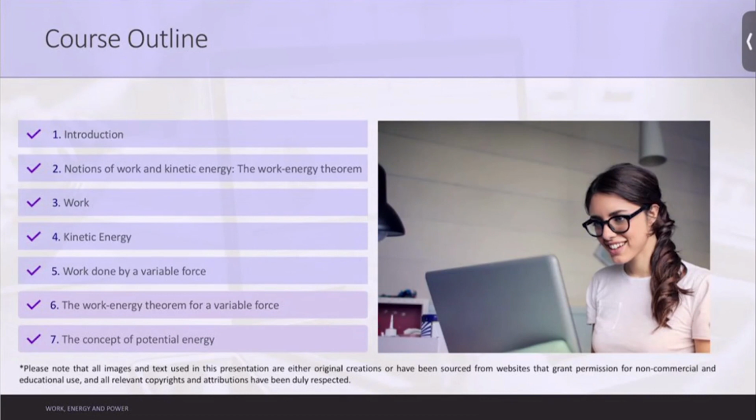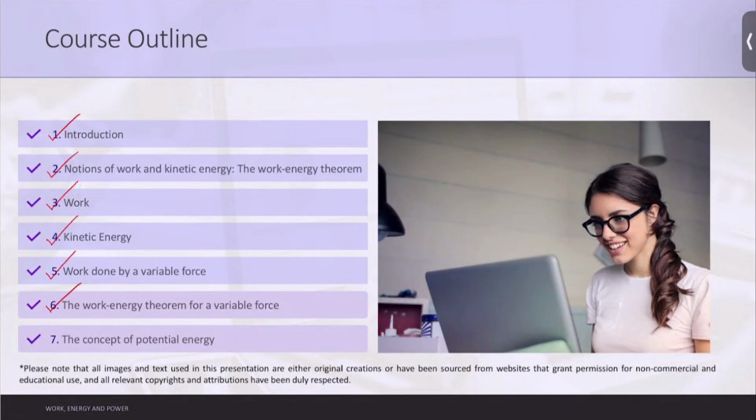So currently we are on the 6th topic, that is the work energy theorem for a variable force. Okay. So we have completed the introduction. We have completed the notions of work and kinetic energy, that is the work energy theorem. We have completed the understanding of work. We understood kinetic energy, and in the previous lecture we understood the work done by the variable force also.